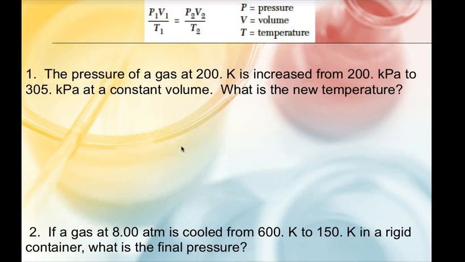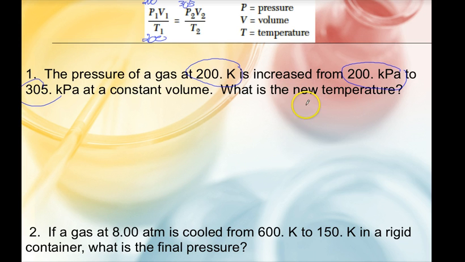So let's take a look at our first example here, and I'm just going to set them up. I'm not going to go all the way through because it takes forever to do these. Here's the formula at the top. So the first thing is you have to recognize that that's temperature, and it only gives us one temperature, so that would be this one here, 200 K. The pressure of a gas is increased from 200 kPa, so this is 200 kPa, that's pressure, to 305 kPa. What is the new temperature?